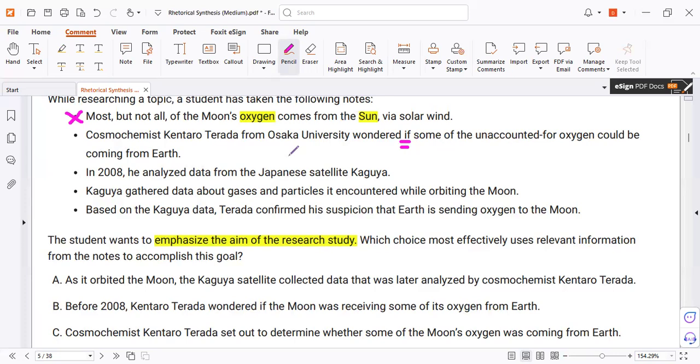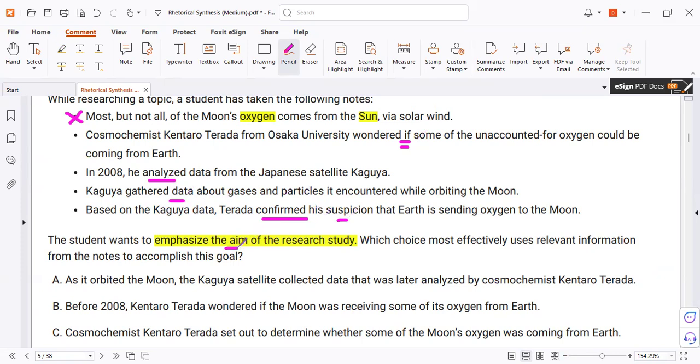Okay, how did he study? He analyzed. So this talks about the method he followed to analyze the data from the field, and then he gathered data about gases and particles it encountered while orbiting the moon. He collected information. Based on all of these, they found. So that is the aim. This is the methodology. How did they collect information? And this is the result. He confirmed his suspicion that Earth is sending oxygen to the moon.